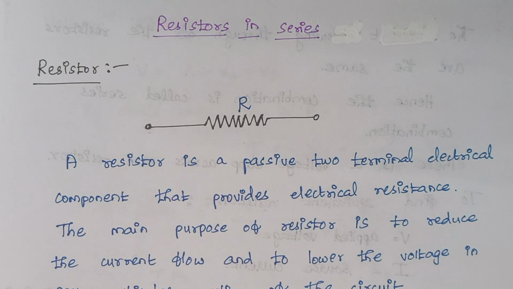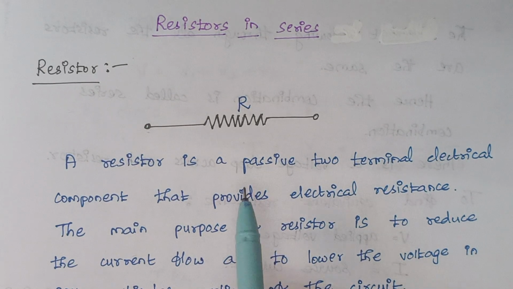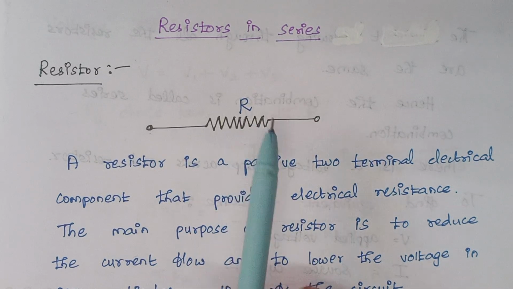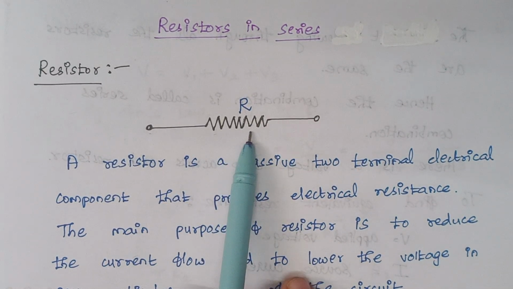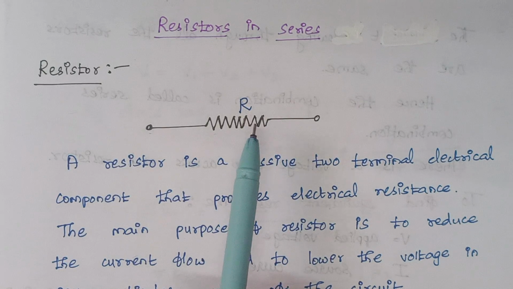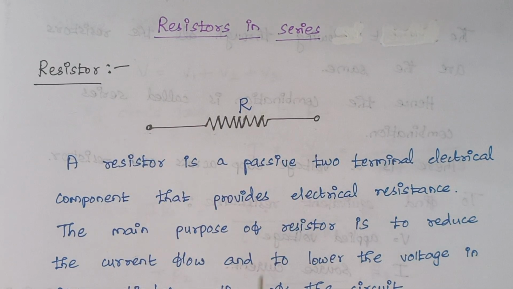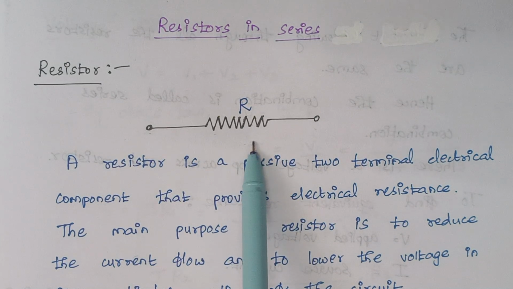So first, let us have an introduction about resistors. So what is a resistor? This is the symbol of a resistor. It is denoted by the letter R and the resistor has two terminals, that is, it has two ends. This is one end and this is another end. And this is a passive element.